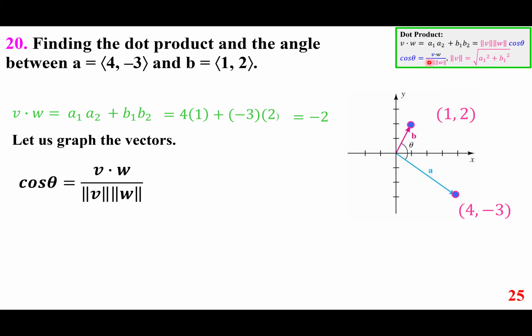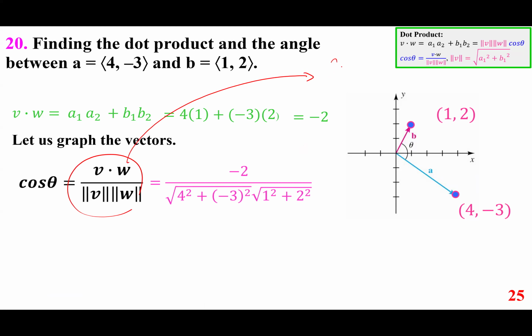V dot W, we already have the answer, negative 2. Now the magnitude of V, 4 squared and negative 3 quantity squared under the radical. For W, 1 squared plus 2 squared under the radical. For this, we could write instead the magnitude of A times magnitude of B. That means the same thing.